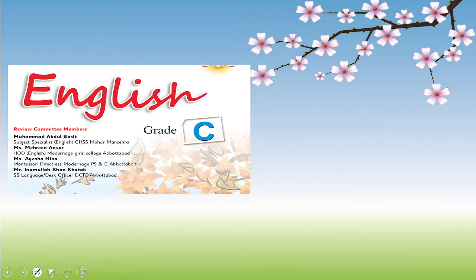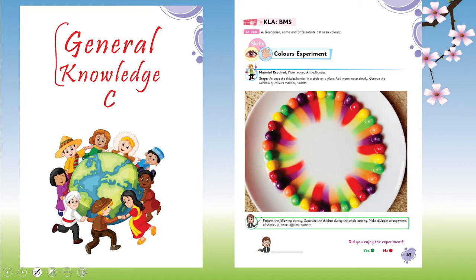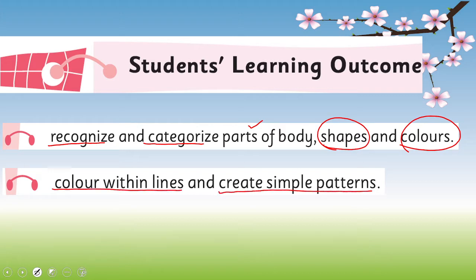book. In your previous class, English for grade C, you have studied meet the shapes and you have idea about different shapes. Further, in your general knowledge for grade C, you have done color experiments. Okay, so again today we will do such type of things and we will recognize and categorize parts of body we have already done. So today we will focus on shapes and colors, and we'll color within lines and create simple patterns. Let's start with the name of Allah subhanahu wa ta'ala.